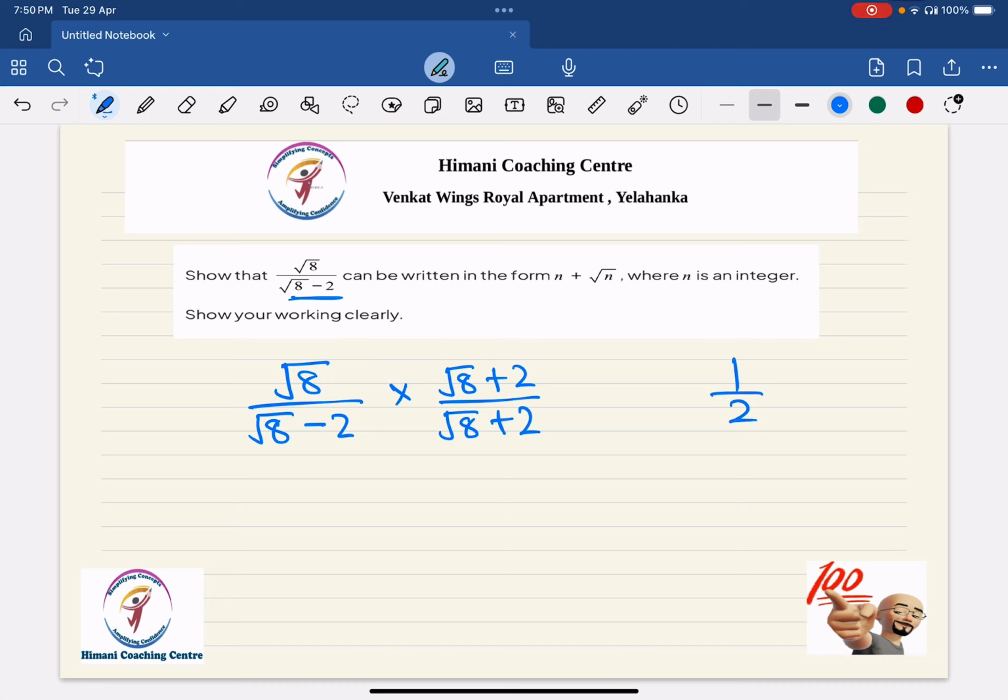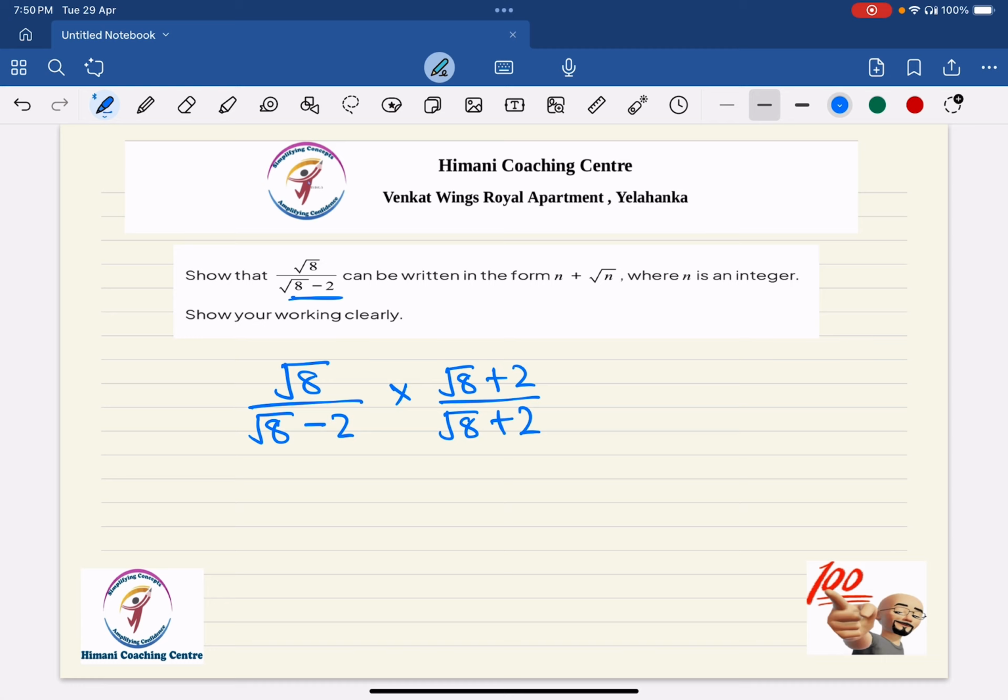Like, if 1 by 2 gets multiplied by 3 and 3 in the numerator and denominator, we get 3 by 6. So 1 by 2 and 3 by 6 are equal. We are using the same concept here by rationalizing. So we are multiplying the numerator and denominator.